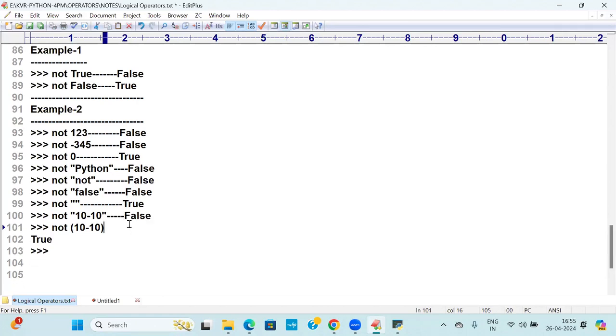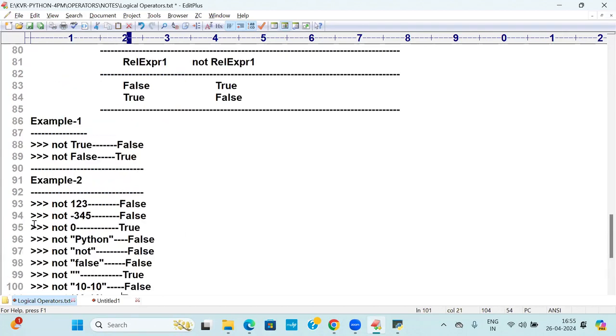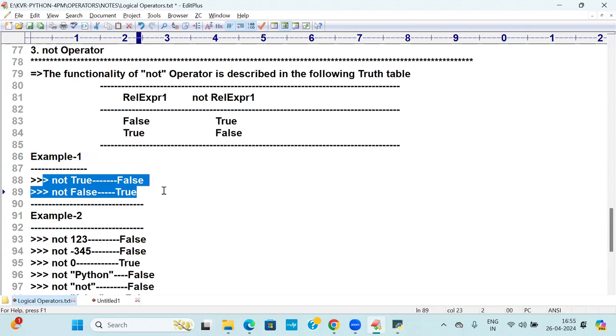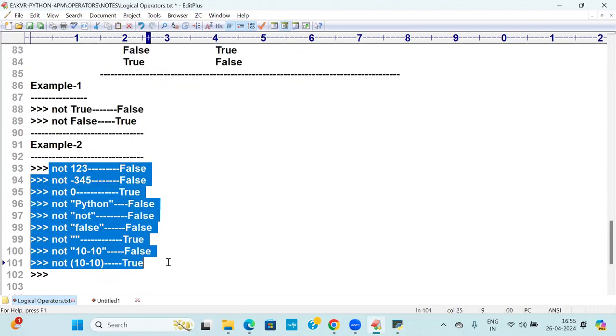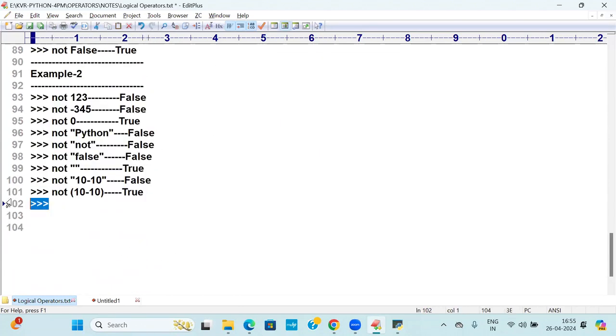Which questions are easy? Which questions are easy, you see? These are very easy, correct? But these are the questions coming from the MCQ point of view. These are the questions which are coming from the MCQ point of view. Clear or not clear? Yes.